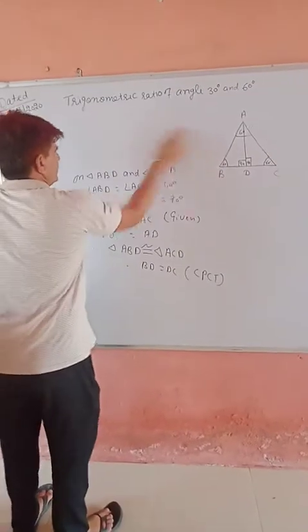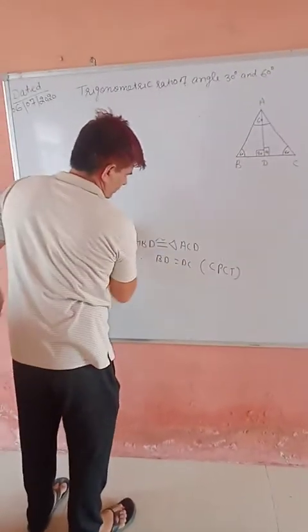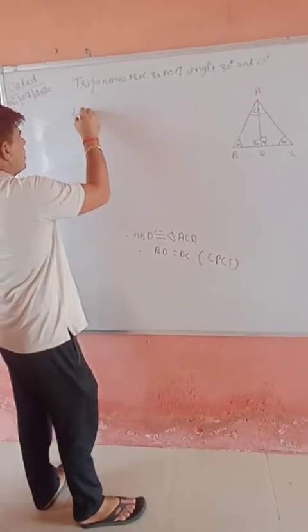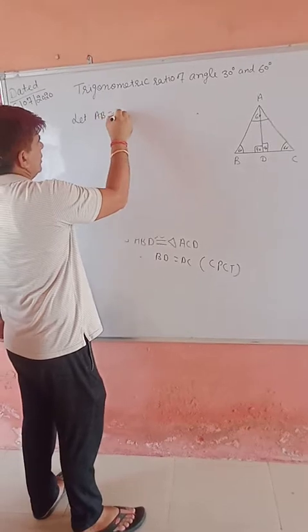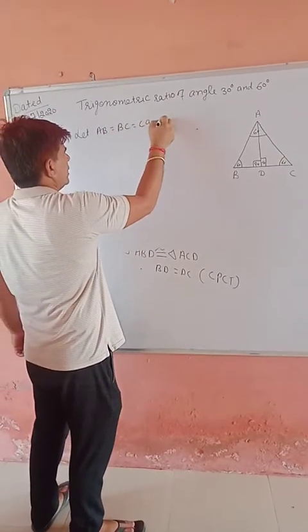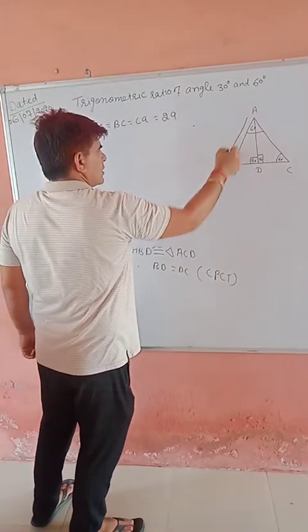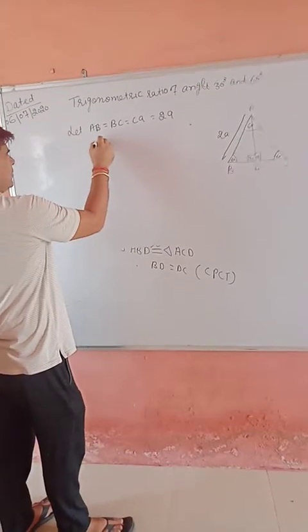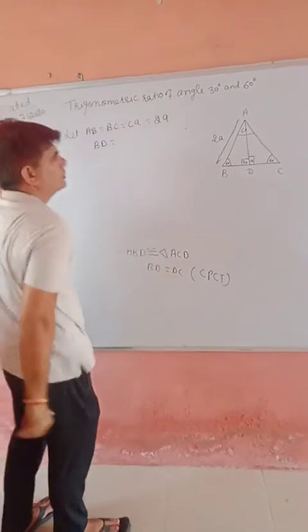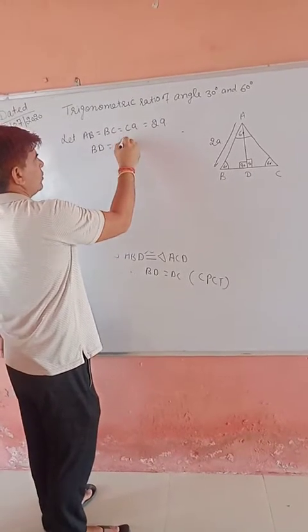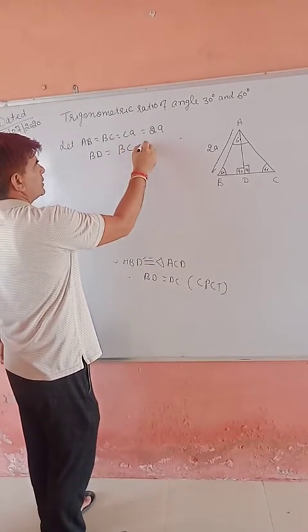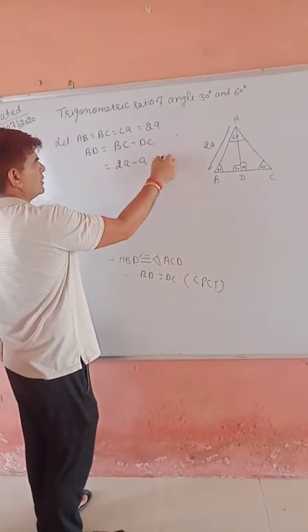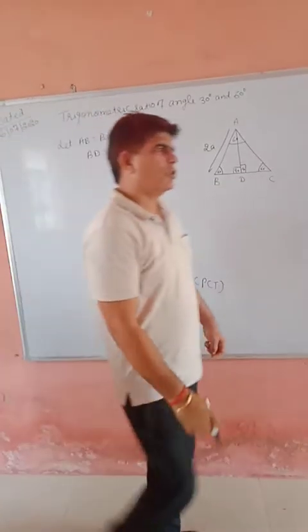Now erase this. Let AB equal to BC equal to CA equal to 2A. This is equal to what? 2A. This also, this also. Therefore, BD equal to what? BD equal to half of BC. BC is 2A and this is A. How much? A. Understood?